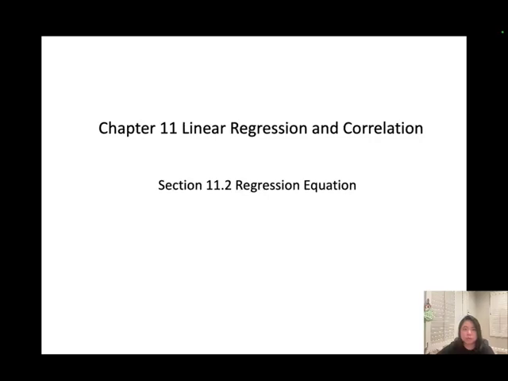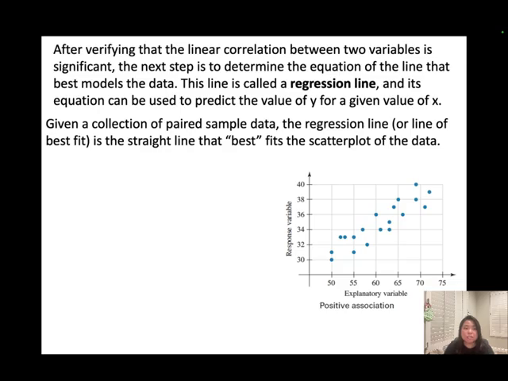Session 11.2 Regression Equation. From last session, we verified that the linear correlation between two variables is significant. The next step is to determine the equation of the line that best models the data. This line is called a regression line, and its equation can be used to predict the value of y for a given value of x.